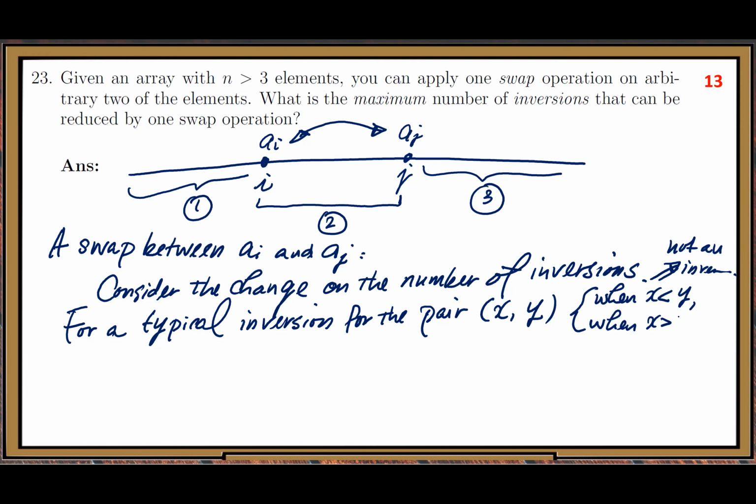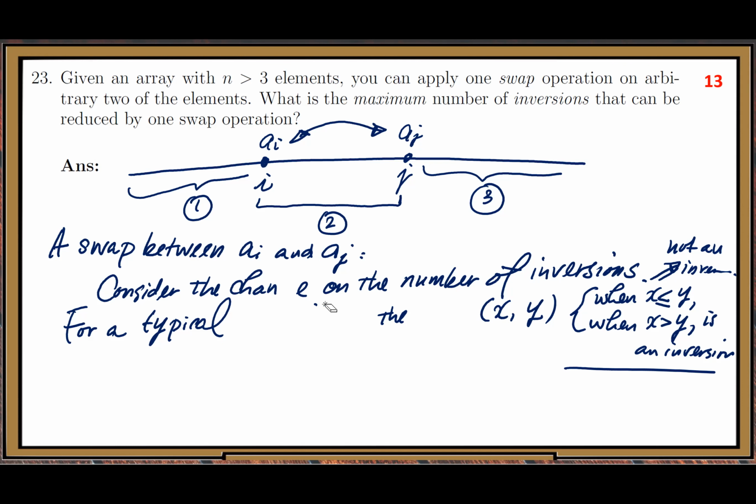When X is greater than Y, that is an inversion. Yeah, so that's what we mean. So we consider a typical pair. Actually, a typical pair for the inversion. To write it better, this expression should be modified, changed for a typical pair.